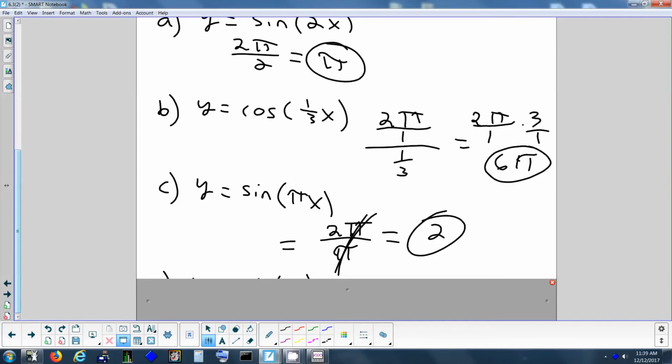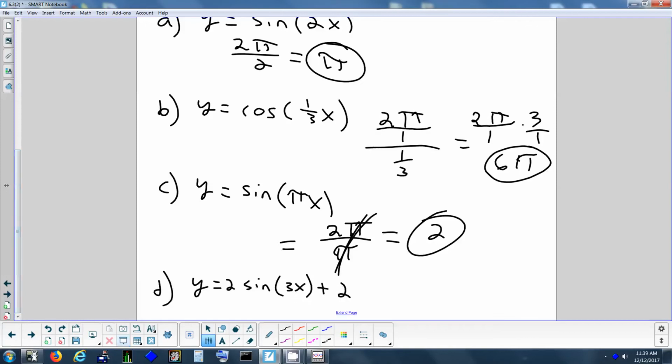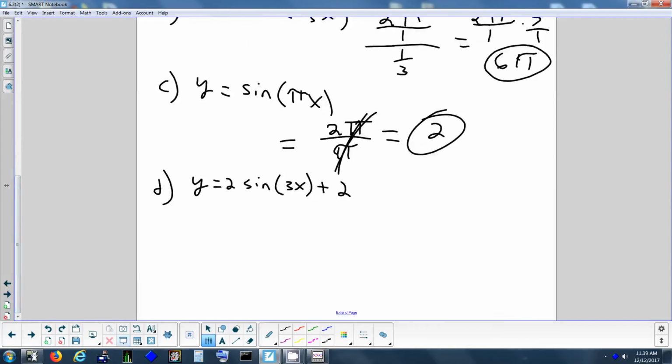How about the last one? First, tell me what number there has to do with the period. Just the 3. We've got a vertical stretch and a vertical shift. Those have nothing to do with the period. What goes on top to find the period? 2 pi. What goes on the bottom? 3. That's the period.